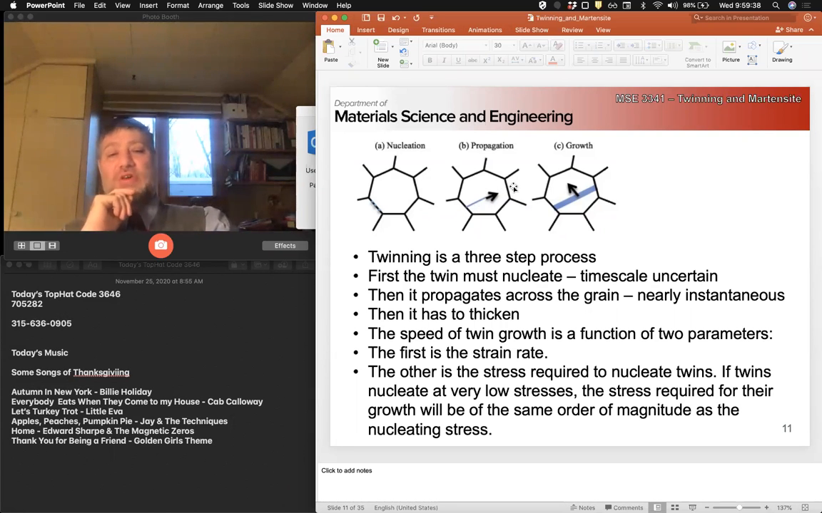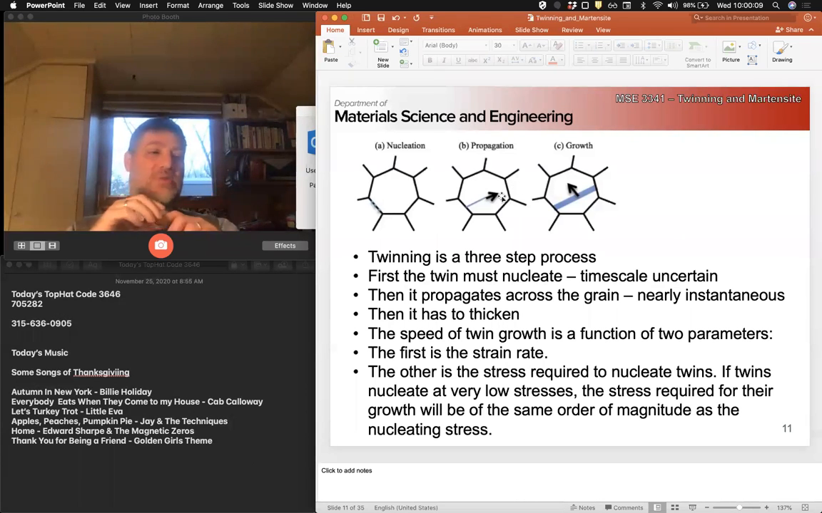And this happens almost instantaneously. This is the shear transformation as we go across this. And when I say instantaneously, I mean instantaneously. This happens at the speed of sound in the material. So this propagation event happens too quickly to be captured by recording.